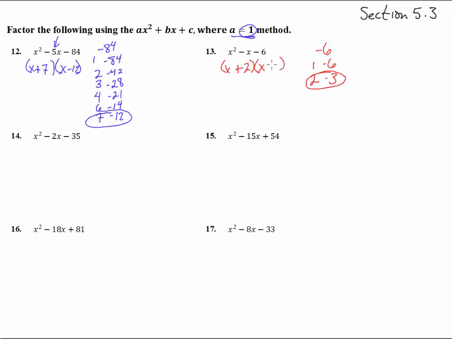Plus 2 minus 3. And it would not have mattered if we had written this x minus 3, x plus 2. That's the commutative law of multiplication, so we're fine there. Okay, let's try the next one.